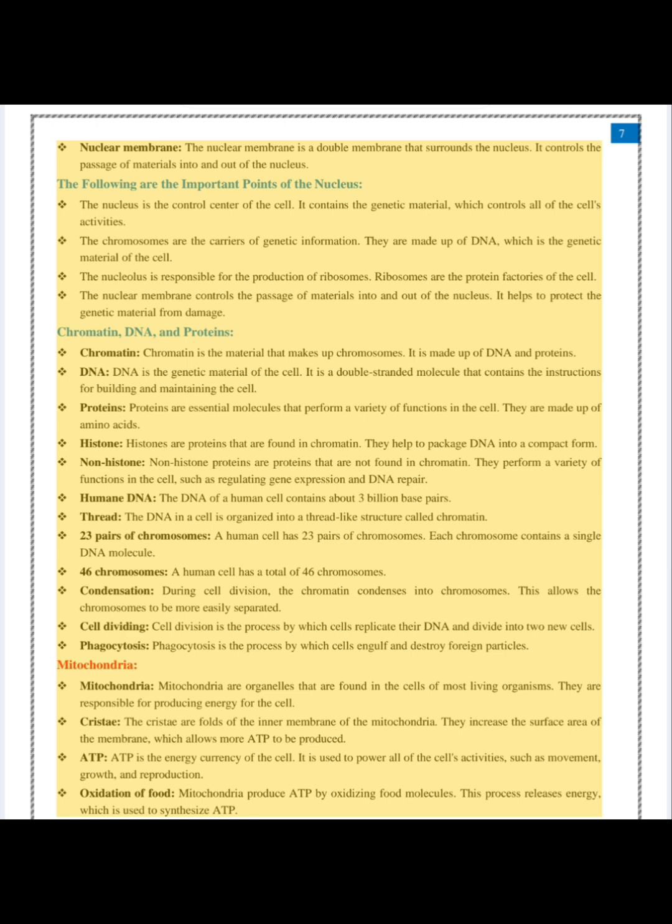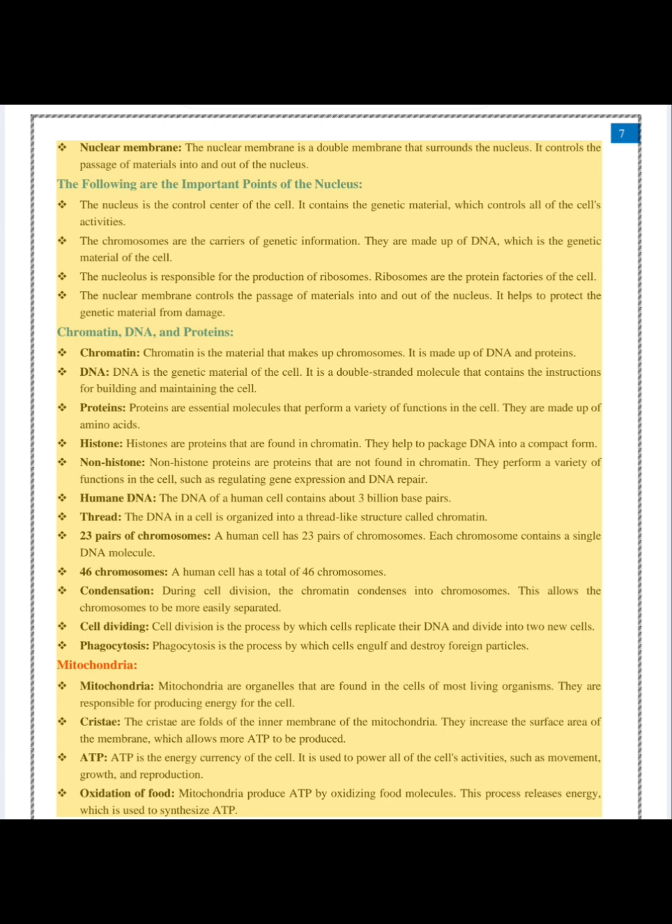Human DNA. The DNA of a human cell contains about 3 billion base pairs. Thread. The DNA in a cell is organized into a thread-like structure called chromatin. 23 pairs of chromosomes. A human cell has 23 pairs of chromosomes. Each chromosome contains a single DNA molecule. 46 chromosomes. A human cell has a total of 46 chromosomes.